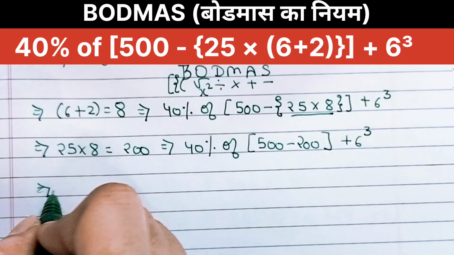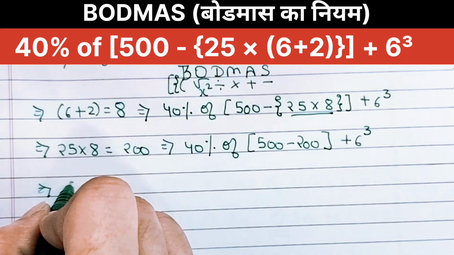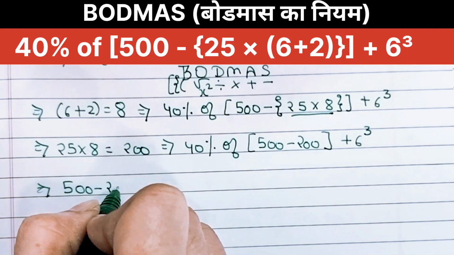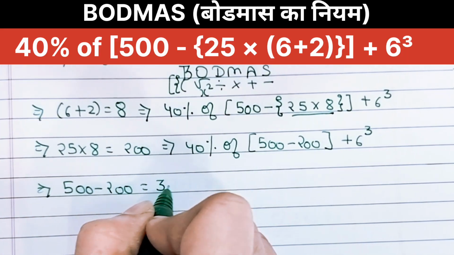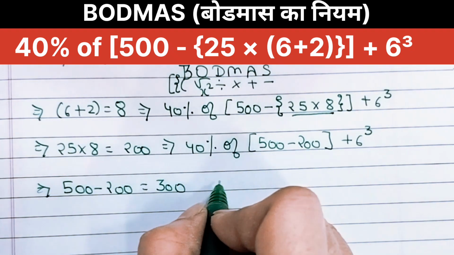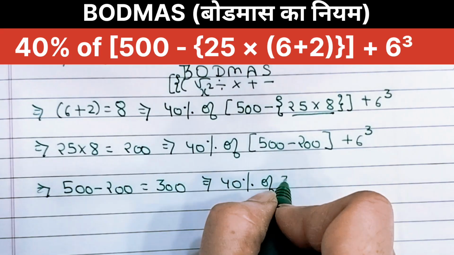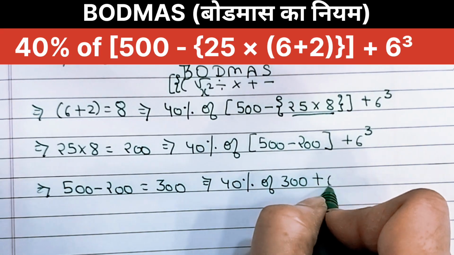Move to the next step. Now solve the square brackets. In these square brackets there is a subtraction: 500 minus 200 becomes 300. According to this step, we just clear the final layer of brackets, B. And now the current expression becomes 40% of 300 plus 6 power cube.